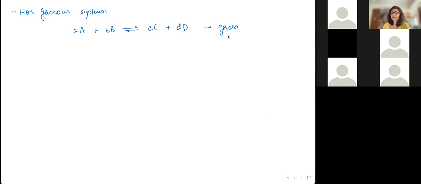All right. For gaseous systems. Okay, let's take the same sample example, A plus B in equilibrium with C plus D. This time, all of them are gases. So when things are gases, I discussed earlier also, Abhi, just now, that concentration is expressed in terms of partial pressures.